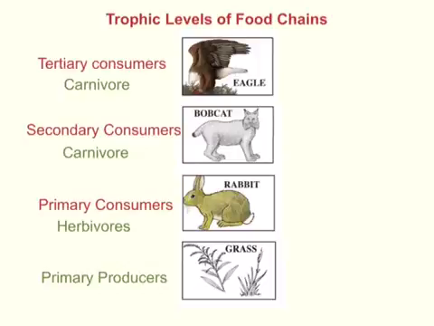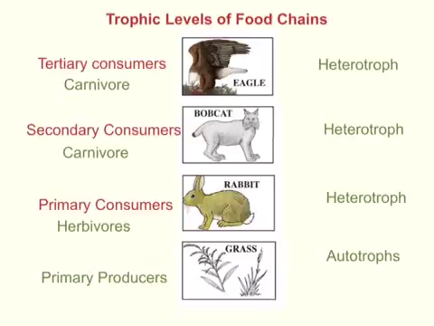Now the word trophic can also be abbreviated to troph, and when it comes to primary producers, these are known as autotrophs, and that means they produce their own food. Similarly, there is a word for animals that can't produce their own food, and that is heterotroph. So the rabbit and the bobcat and the eagle are all heterotrophs.